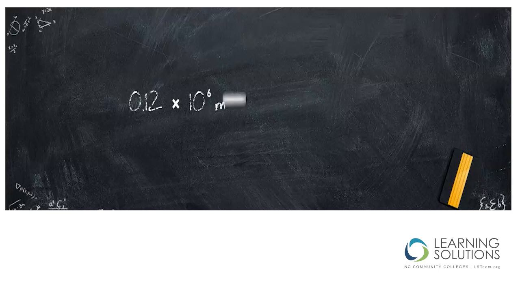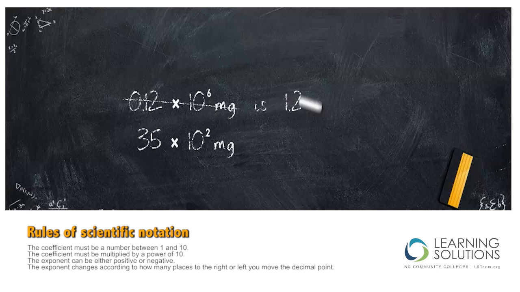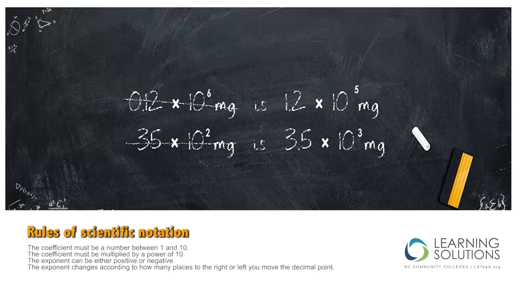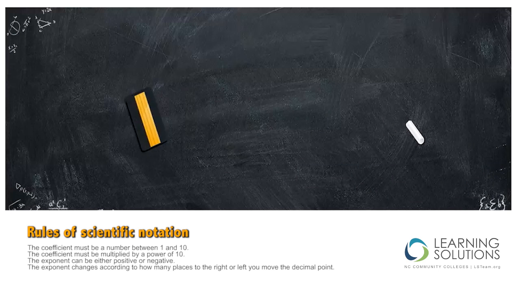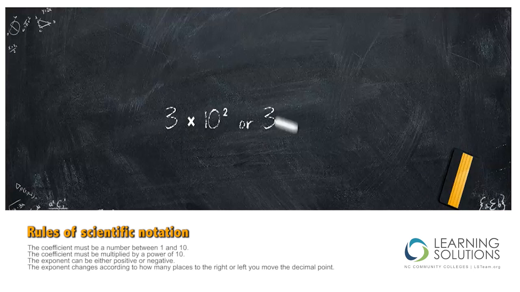Let's take a look at the rules that must be followed in order to express a number in proper scientific notation. The coefficient must be a number between 1 and 10. The coefficient must be multiplied by a power of 10. You will see that the coefficient must include or imply a decimal point. Depending on the number of significant figures, you might represent a number as 3 times 10 to the power of 2 or 3.0 times 10 to the power of 2.